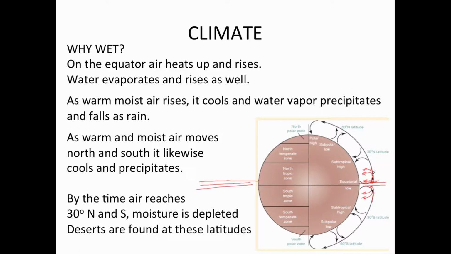Now, if this happens enough, then the water vapor is basically going to become depleted, and that's what we see. By the time the air masses reach 30 degrees north or 30 degrees south, at that point, the air is depleted, and so we don't have precipitation happening. And indeed, it's in these areas that we find the great deserts of the earth.